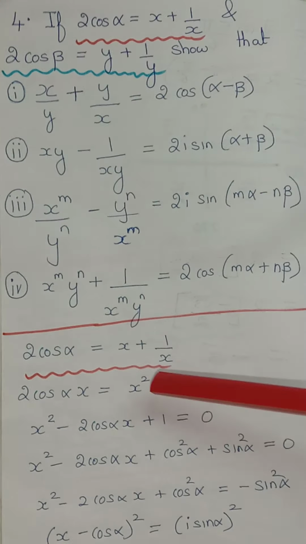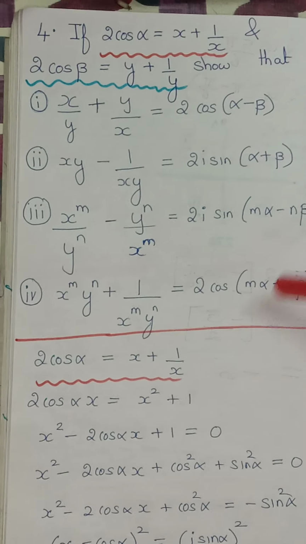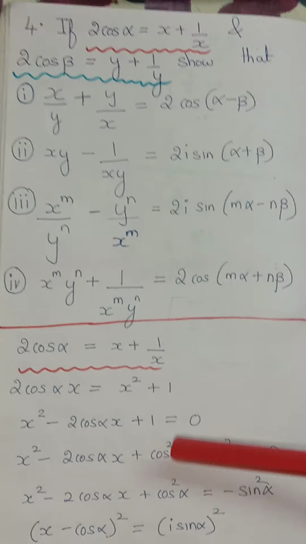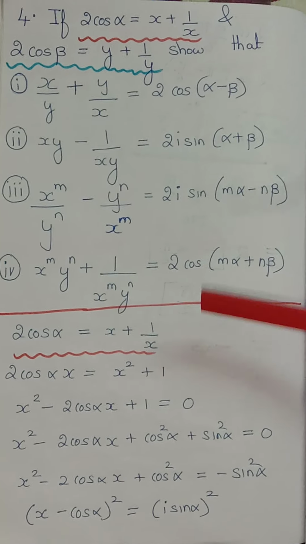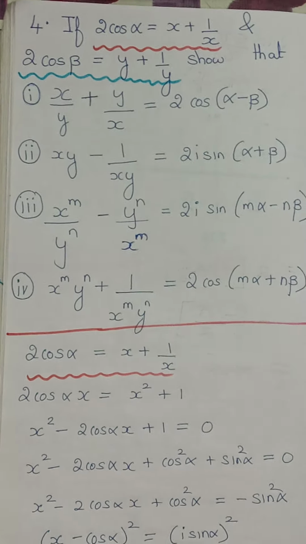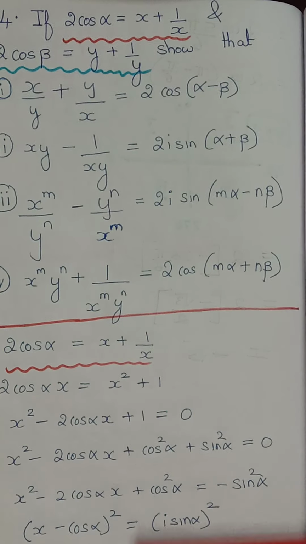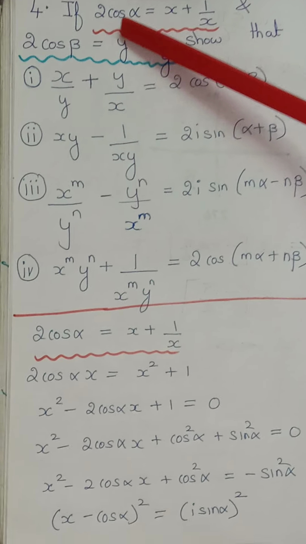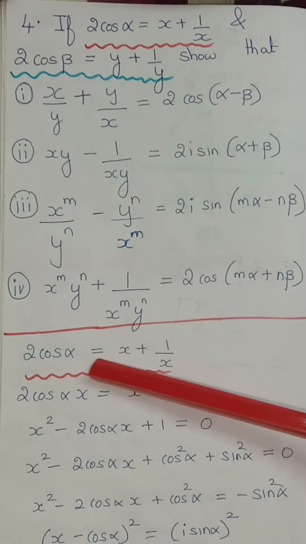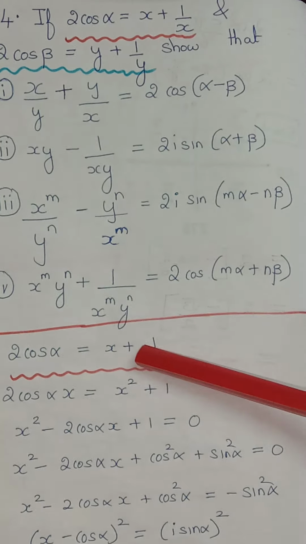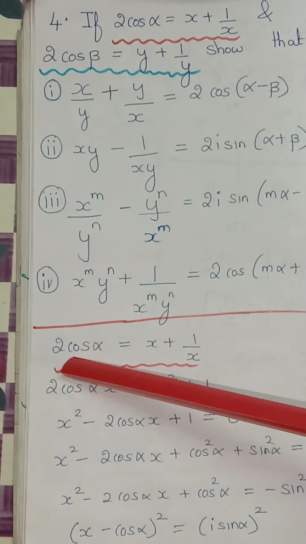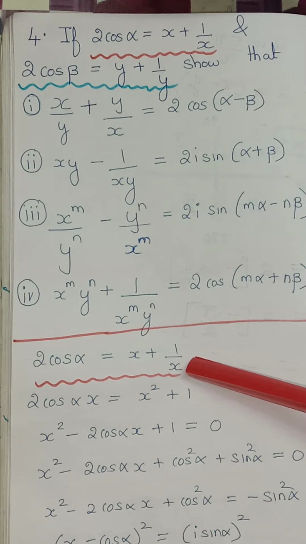For an examination point of view, from these 4 subdivisions, they can ask any 2 subdivisions as a 5-mark question. So this is one of the most important sums in this particular exercise. Now we have to start from the first given condition. What is the first given condition? 2 cos alpha is equal to x plus 1 by x. Actually, we have to solve this equation and find out the value for x.